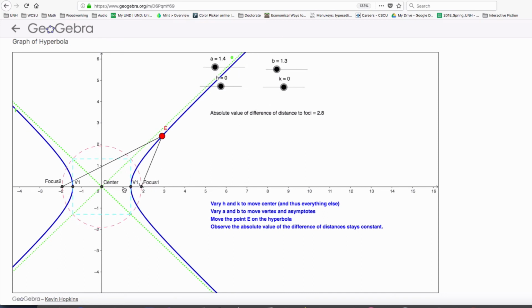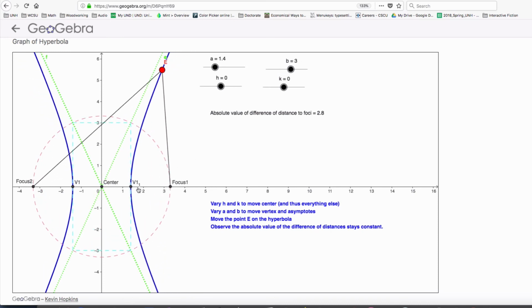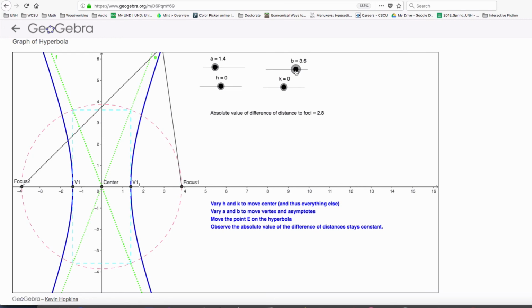If I increase B, what is happening is the distance from the center to the focus is increasing. Why? Because c squared, this distance squared, is equal to this distance squared plus this b value squared. So if a squared is the same value all the time, I'm going to fix it at 1.4 squared. As I increase b, then the right-hand side of the equation, a squared plus b squared, is becoming a larger number, which means my c squared will become a larger value as well. So as I increase b, the distance from the focus to the center increases. When that happens, it's stretching this out and widening my hyperbola.